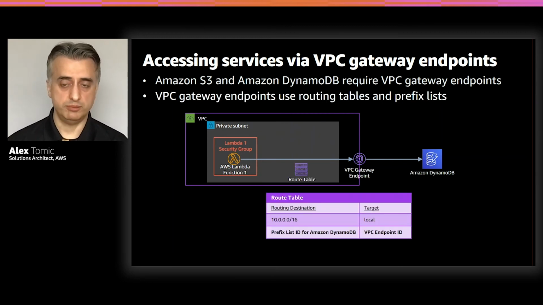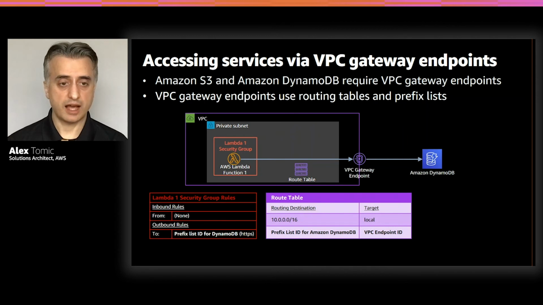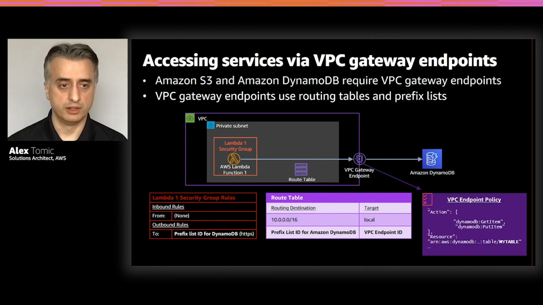When you associate a VPC gateway endpoint to a route table, it adds a prefix list, which is basically a managed list of IP ranges used by either DynamoDB or S3. There is something important to note about the security group associated with Lambda 1, though. Its outbound rules must reference the same prefix list to enable the Lambda function code to make calls to the DynamoDB service. And VPC gateway endpoints also support endpoint policies to give you even more granular control of calls to DynamoDB or S3. Now, in this example, we are allowing access only to a very specific table in our account.